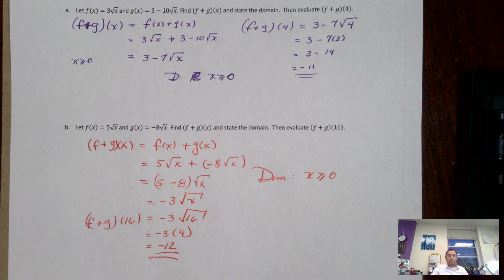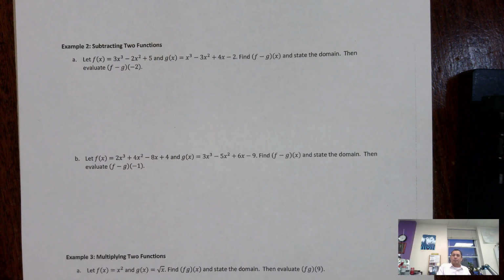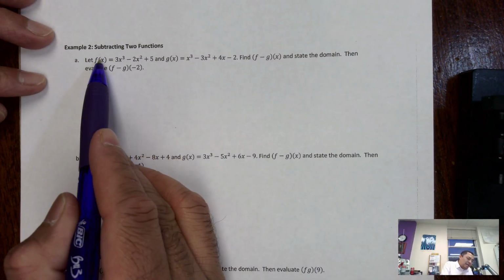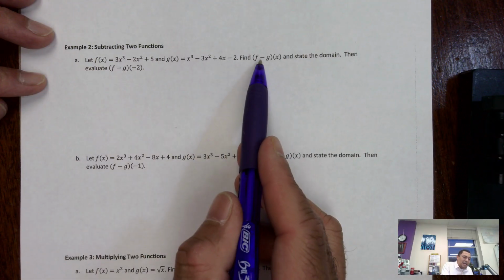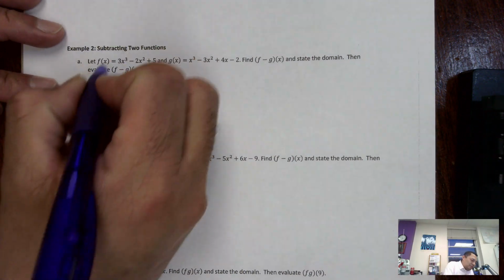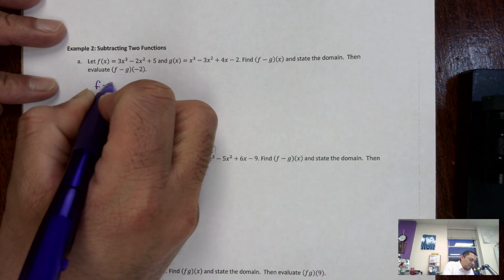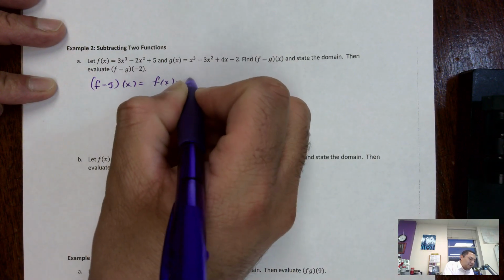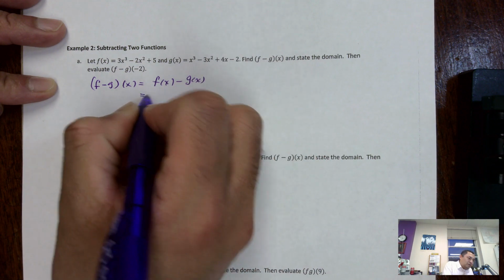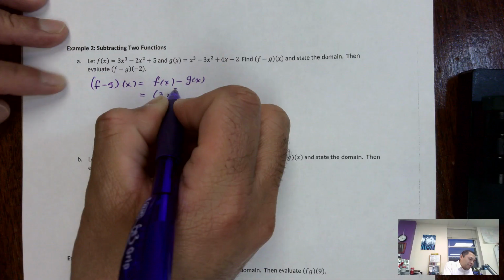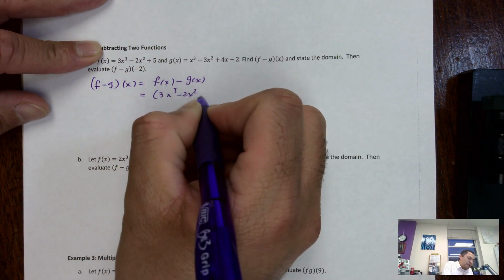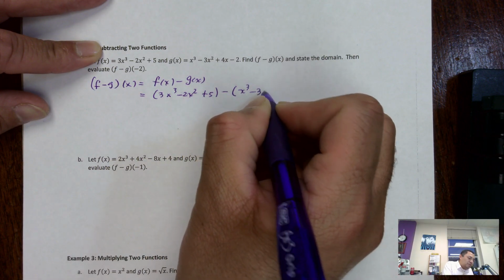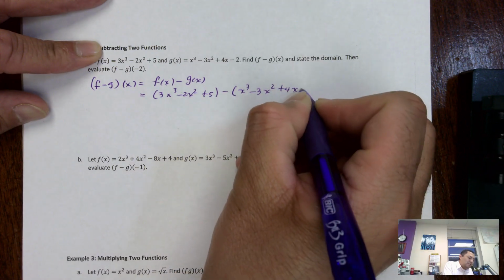Now let's move to example number 2. In this case, for problem A, example 2a, we're going to have f of x, I have the function, I have g of x, and I'm going to do the subtraction. So I'm going to have f minus g of x, which is equal to f of x minus g of x. So this is equal to 3x to the third power minus 2x squared plus 5, minus x cubed minus 3x squared plus 4x minus 2.